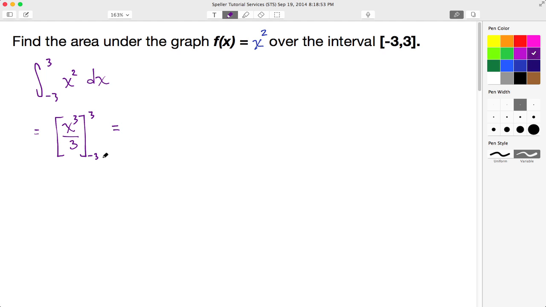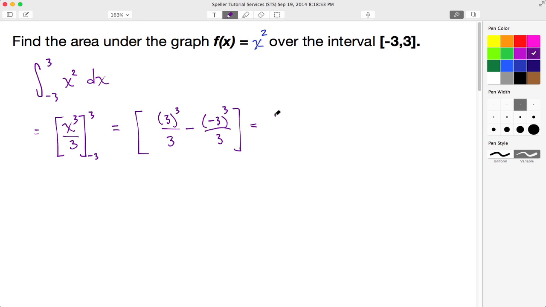Our next step is to do the substitution, where we're going to subtract the lower bound from the upper bound. And everywhere we see x, we're going to replace that with a +3, and then the second time with a -3. So here we have 3 raised to the third power over 3 minus, this here is the upper bound, minus the lower bound, which is -3 raised to the third power over 3. And then we begin to evaluate.